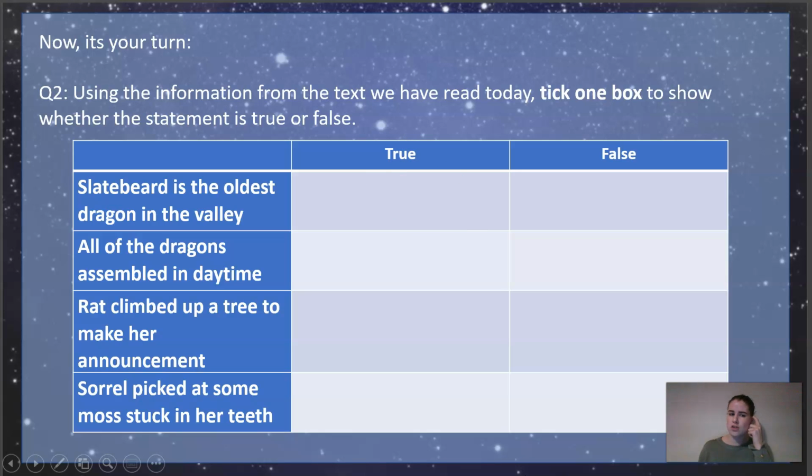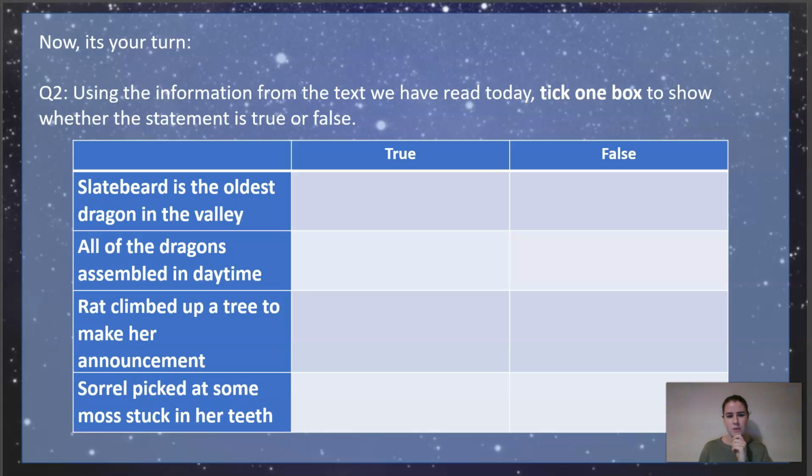Now the second one, all of the dragons assembled in daytime. So I'm looking for the word dragons, which is going to be in there, but also I've got my vocabulary there of the word we've looked at, assembled. So I need to be having a look for the word assembled in my sentence. So I'm going to have a scroll down on page 6 and I thought, oh, okay. So just at the end of that first paragraph, once all the other dragons had assembled outside Slatebeard's cave, Firedrake woke him. So I found the word assembled, but it doesn't tell me anywhere in that sentence the answer to my question. So I need to now read around it.